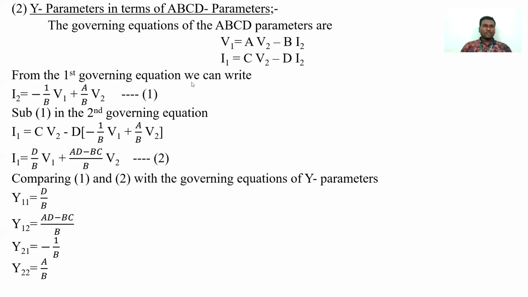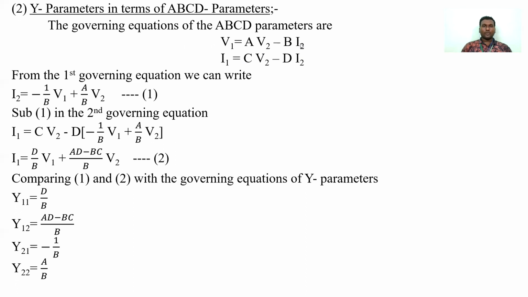So from the first governing equation we can write what? So this is there as one equation, I1. So I1 equal to something. Here V2 is there, which is there in the Y parameter also. So I2 should not be there. Okay, I1 is equal to Y11 V1 plus Y12 V2 should be there. But here I2 is there. That is why we have to remove this. We have to remove this means this one should be changed.